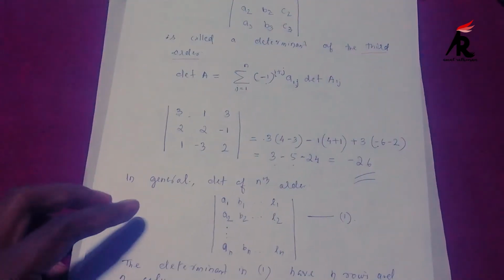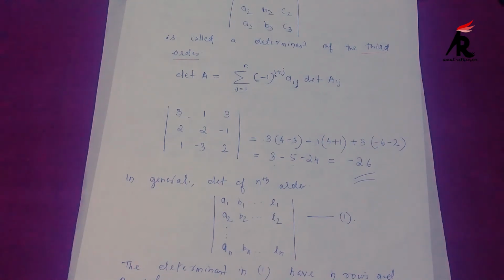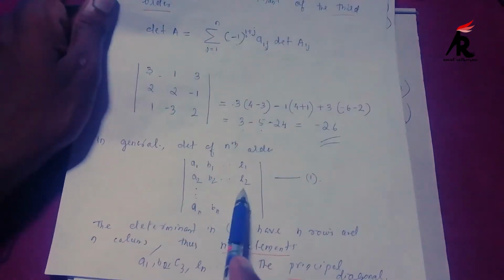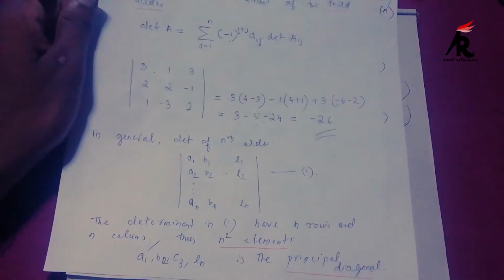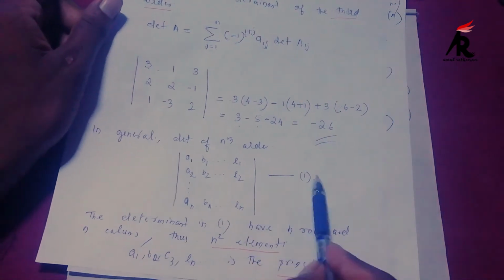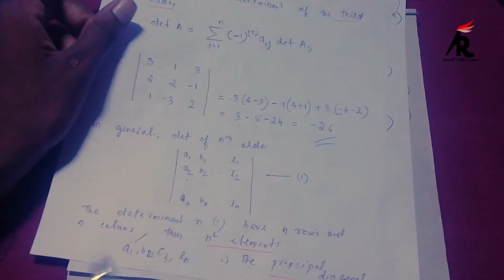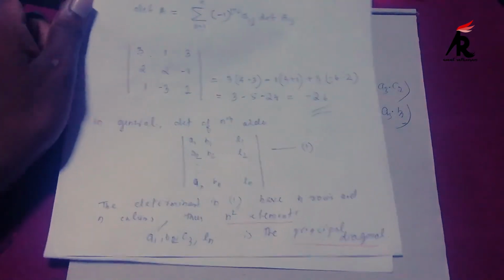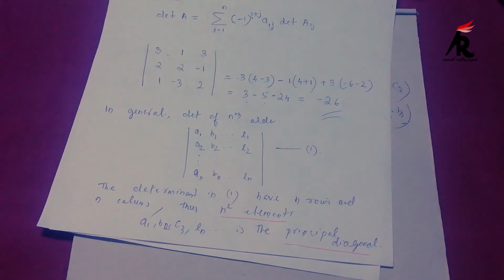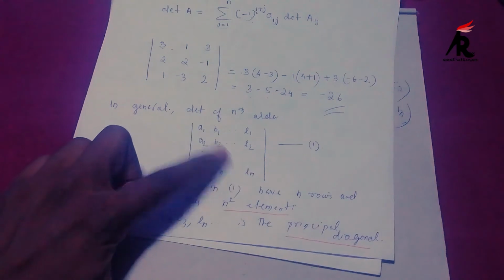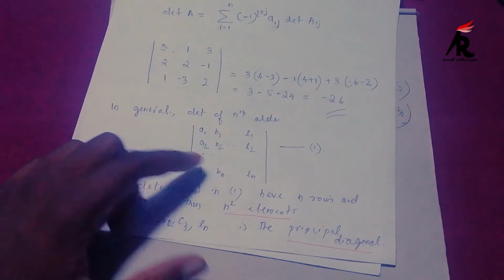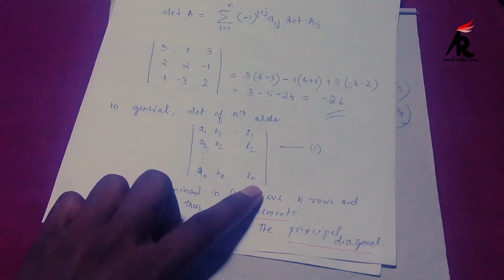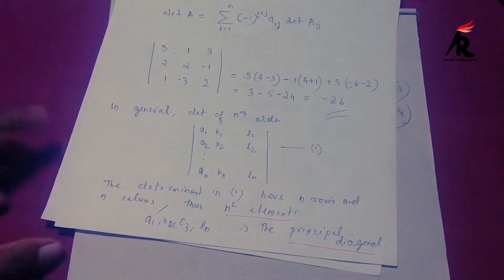And in general we have the determinant like a1, b1, etc., l1, a2, b2, etc., and an, bn, etc., ln. We are just giving it as 1, and the determinant in 1 has n rows and n columns, thus n square elements. If a determinant has n rows and n columns, it will have n square elements, and this diagonal a1, b2, c3, d4 up to ln is called the principal diagonal.